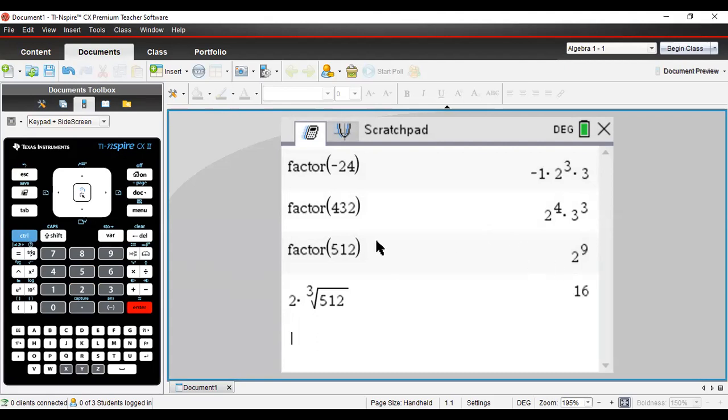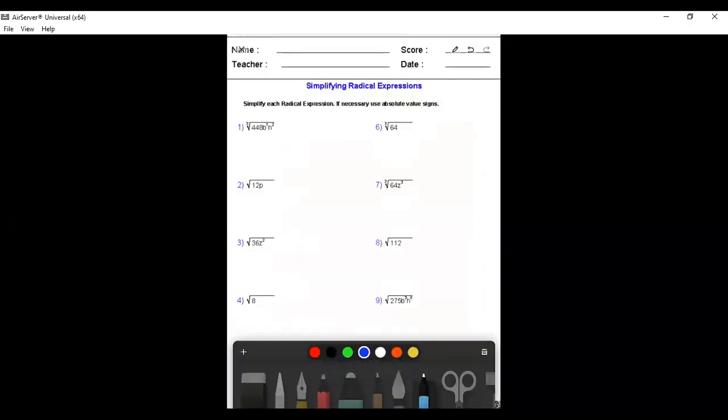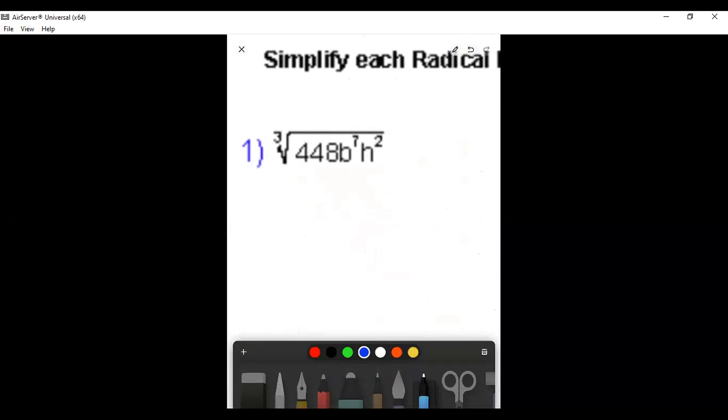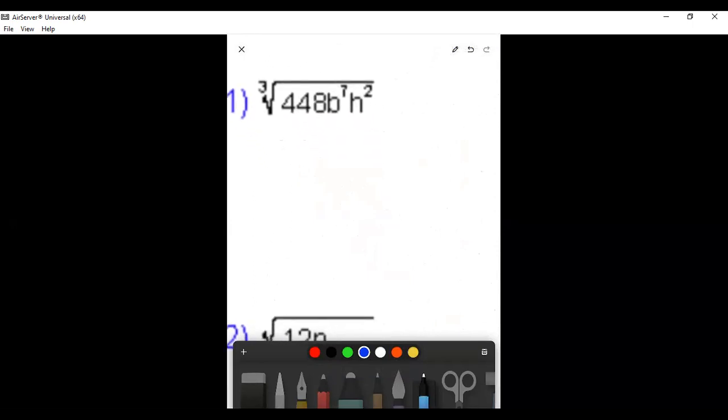Now I'm going to do one that has variables in it. All right, and then I'm going to shut this down. All right, so let me get my iPad set up. So I'm going to go here and do this one right here. Let me make this a little bigger. Now, hopefully you guys can see this. This is the cube root of 448 b to the 7th power, h to the 2nd power.